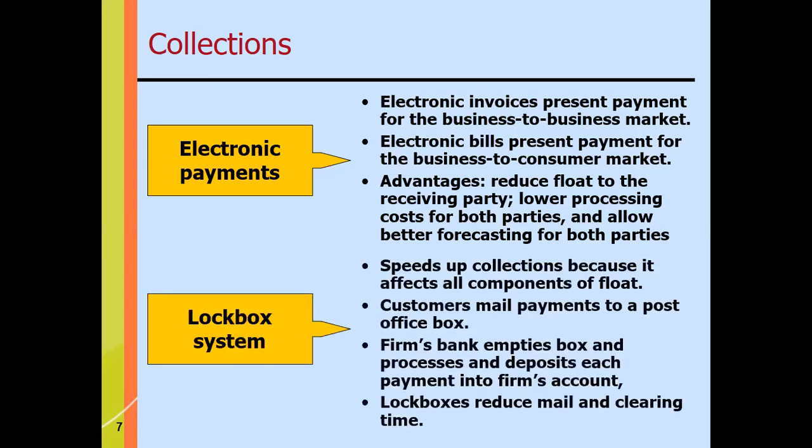For the lockbox system, this would speed up collections because it affects all components of float. So lockbox is literally like a box with a lock. Customers mail payments to a post office box. That's literally the lockbox. Then a representative of the firm's bank would empty the box, process the payments, and deposit each payment into the firm's account. This would reduce mail and clearing time, of course.